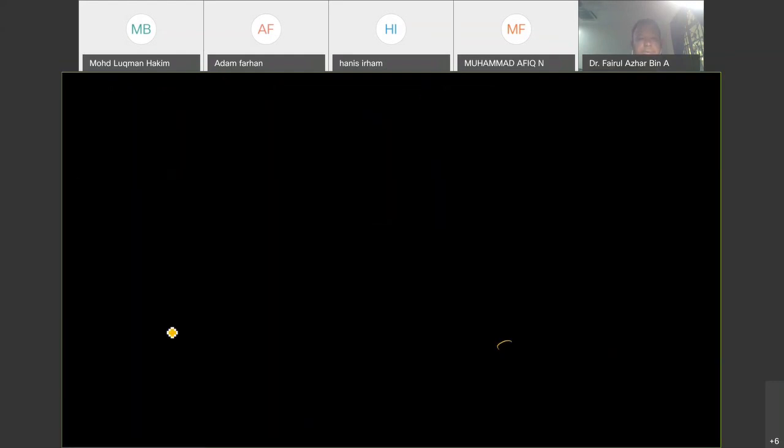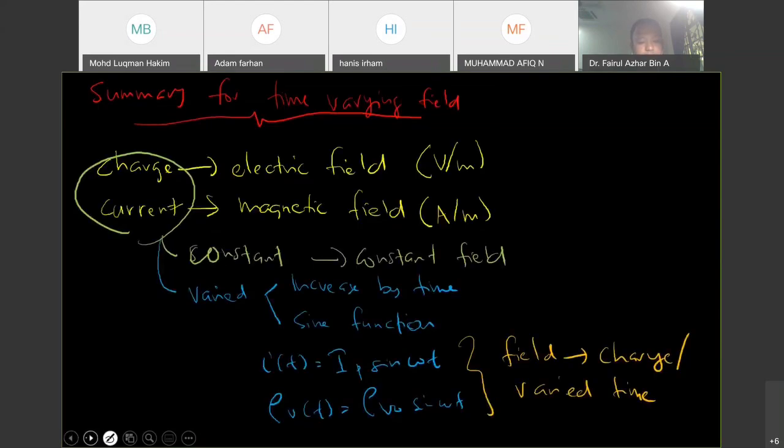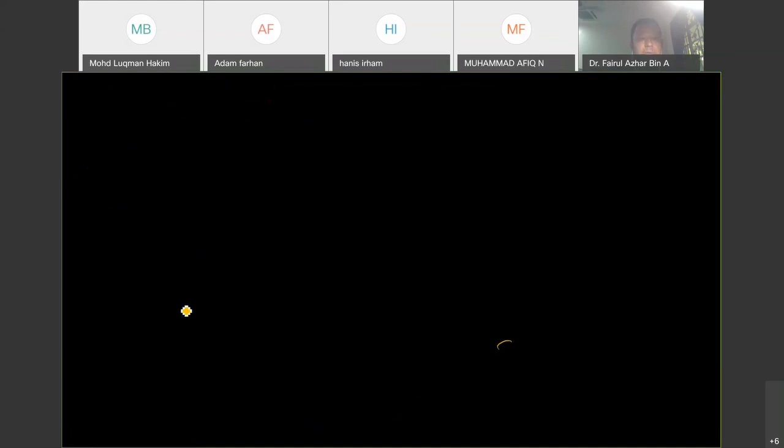We have also learned about the Maxwell equations. Previously we were introduced to the Maxwell equations.